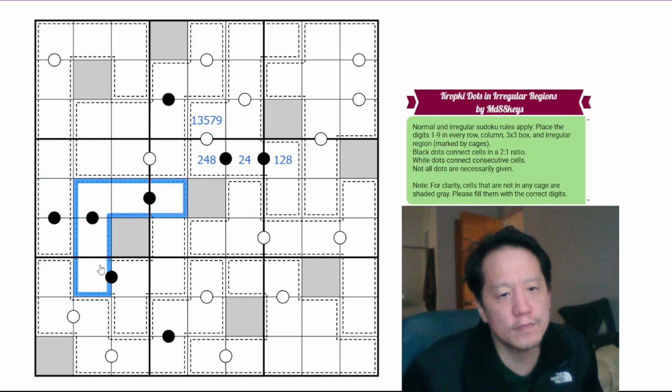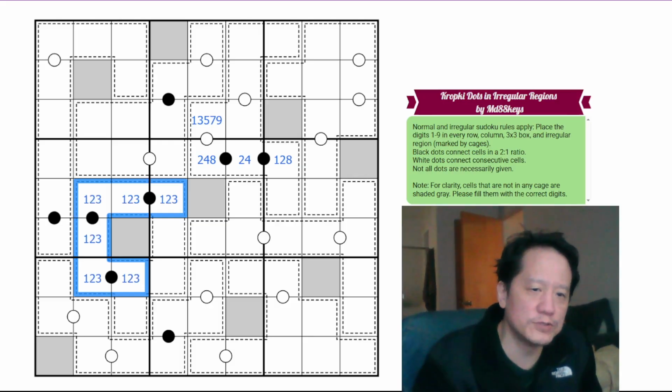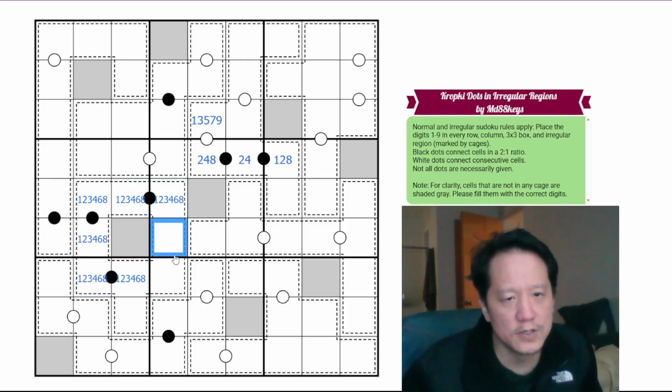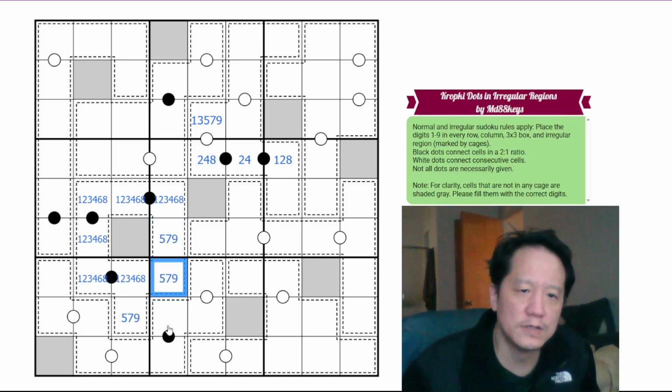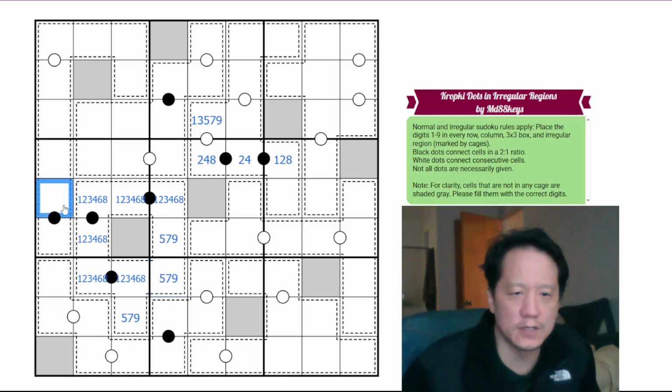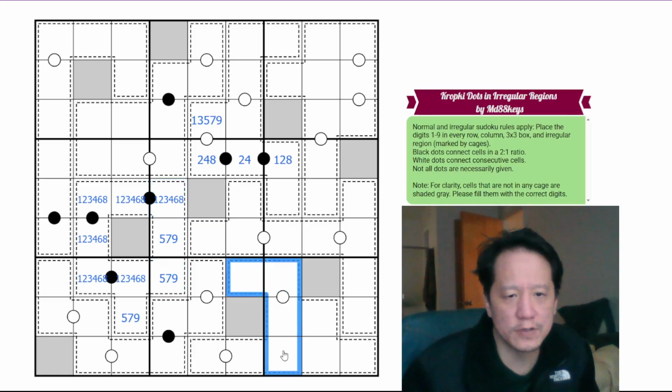We have, in this cage, 3 sets of digits which are in a 1-to-2 ratio. So that must be 1, 2, 3, 4, 6, and 8. So the remaining digits in that cage are 5, 7, 9. Okay. This cell is seen by these 4. Is that helpful? I don't know.